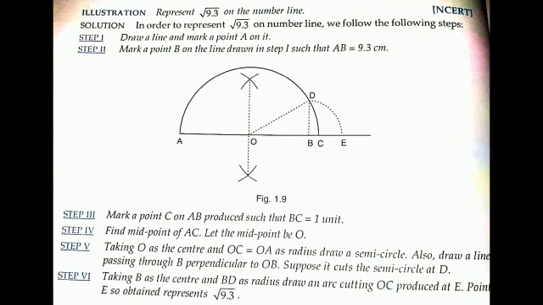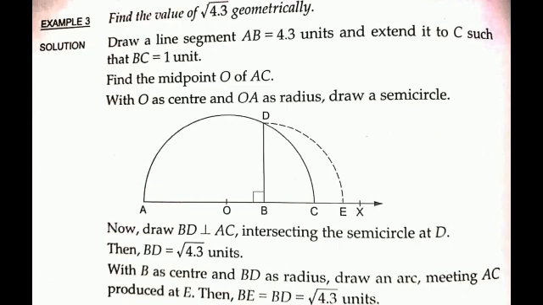To make this concept more clear, let us consider one more problem. Here, find the value of root under 4.3 geometrically. Again follow the same steps. I will guide you for that. Draw a line segment AB equal to 4.3 units. Let it be 4.3 centimeter here. Extend it to point C such that BC is equal to 1 unit, that is 1 centimeter.